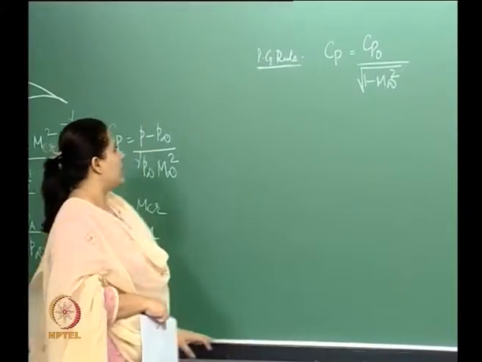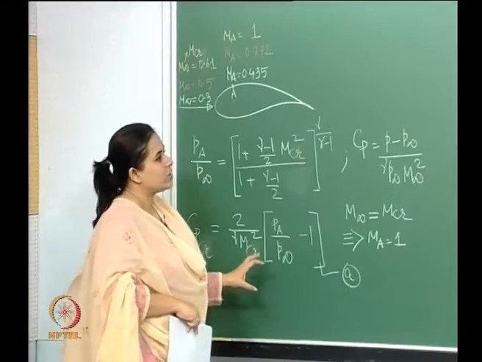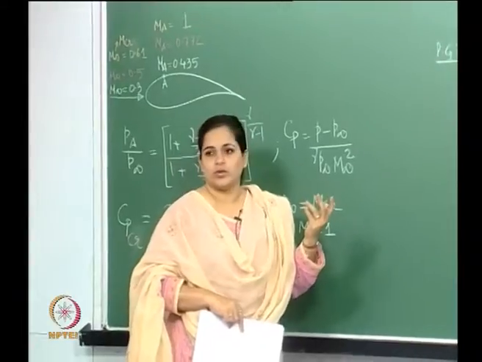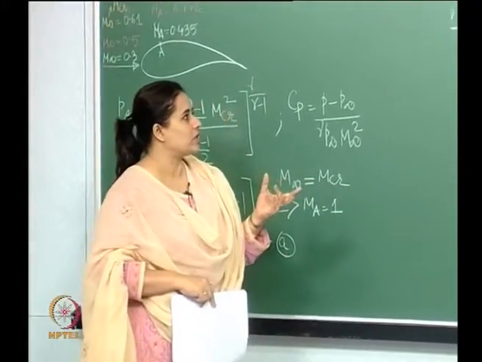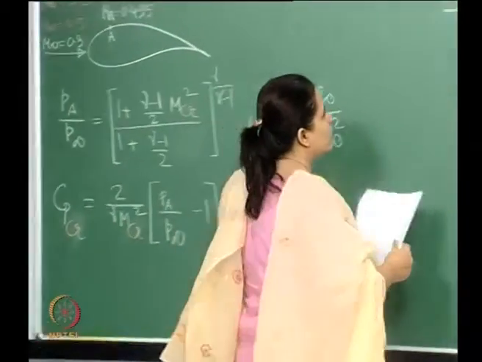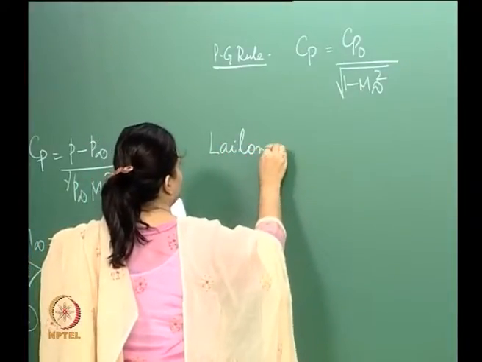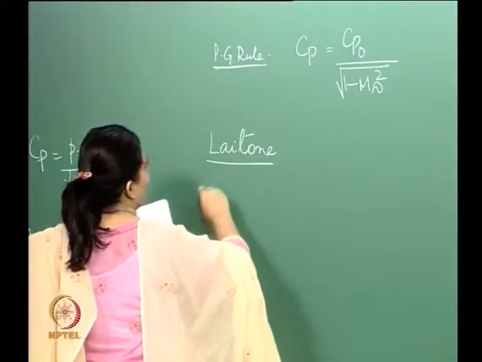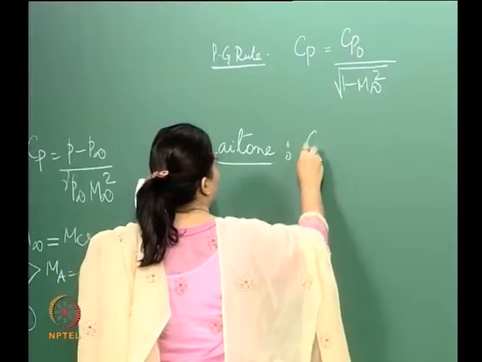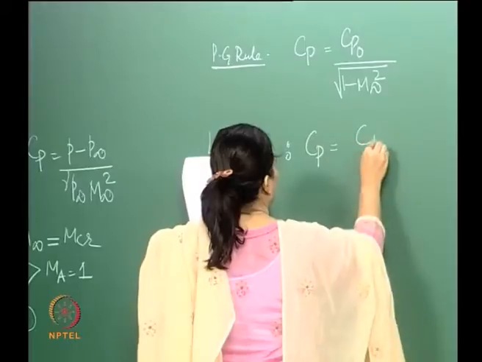Now, this coefficient of pressure, with suitable corrections, can be used for compressible flows. I will just write down two of such corrections suggested, and we will see how these look. Lighthill suggested this, where he considers the local Mach number.